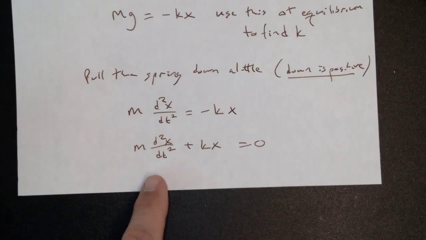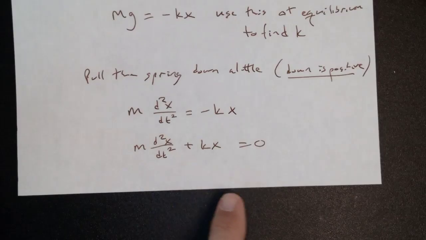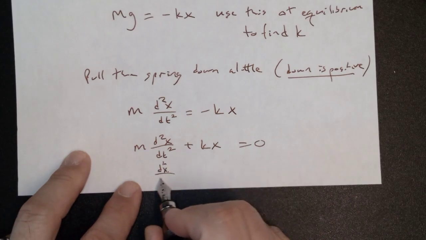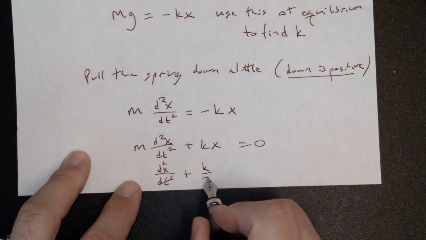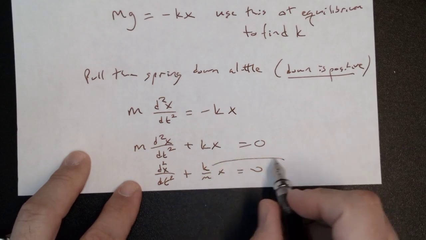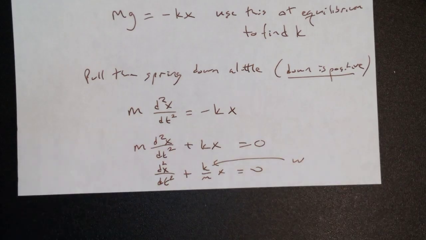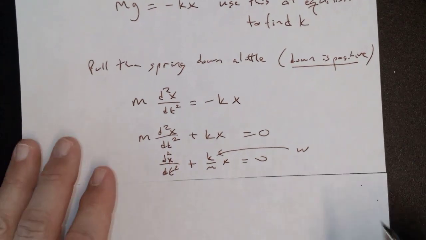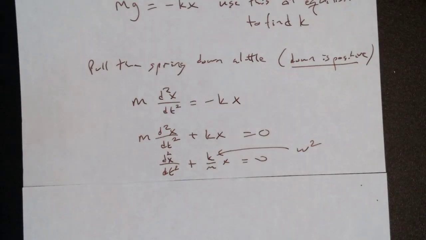In order to solve this, I need to get the corresponding auxiliary equation and all that fun stuff, right? It's easier probably if I divide by m first. Let's call this number w. k over m. Actually, you know what? I think we call that w squared. I promise there's a reason for using a square here. What's the corresponding auxiliary equation to that setup?